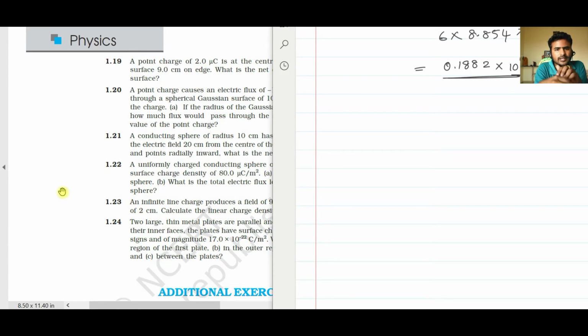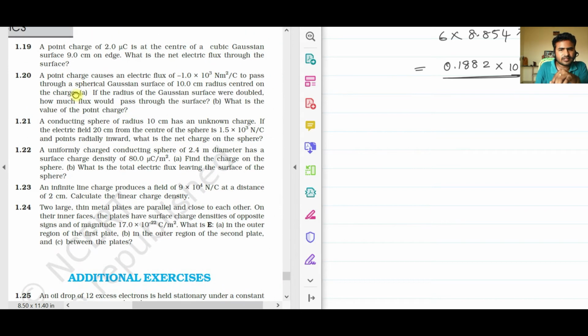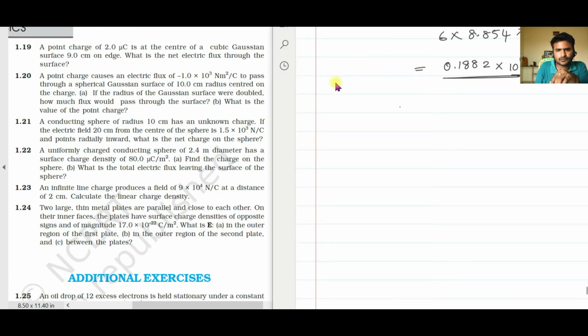Question number 1.19. It says that a point charge of 2 microcoulomb is at the center of a cubic Gaussian surface 9 centimeter on edge. So what is the net flux through the surface? So the point charge 2 microcoulomb is at the center of the cubical Gaussian surface, 9 centimeter on edge. So basically the net flux through the cube is what they're asking.